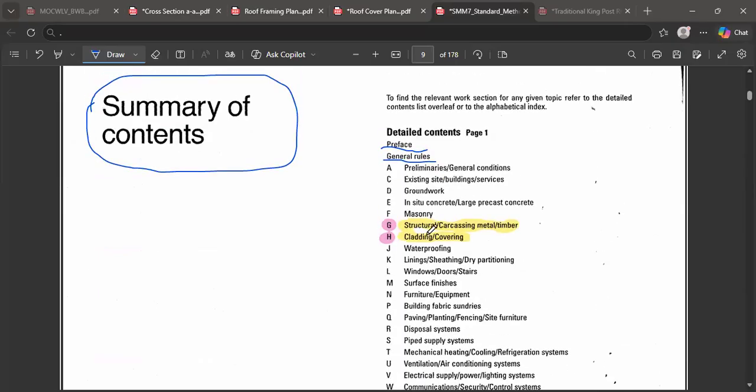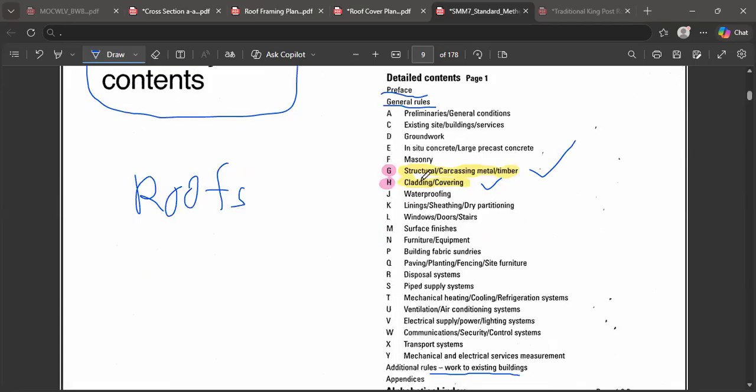But related to what we are studying now, we want to focus on roofs. And roofs can be classified into construction or carcassing or even covering. And you can find them over here. That is G and H. Under G, they've written structure or carcassing, metal or timber. And H is the cladding or covering. So covering is roof, like you've built something and you are covering it. Let's quickly open to that page. By G and H, where can we find? There is no number relating to that. If you want to open the book, we are going to struggle.